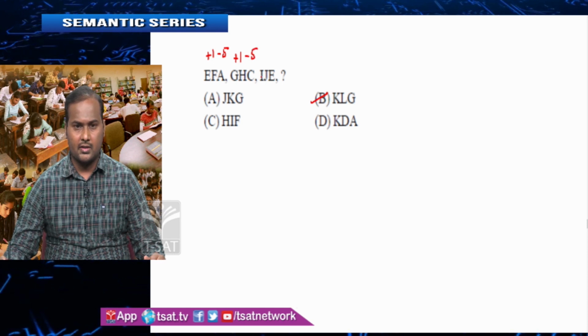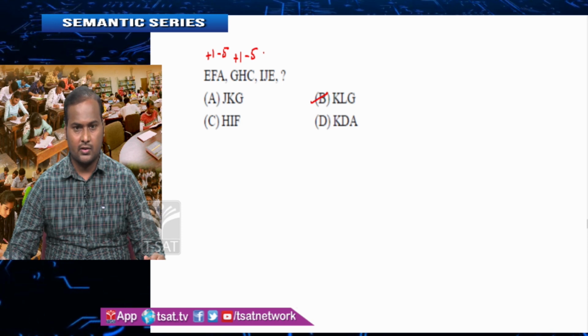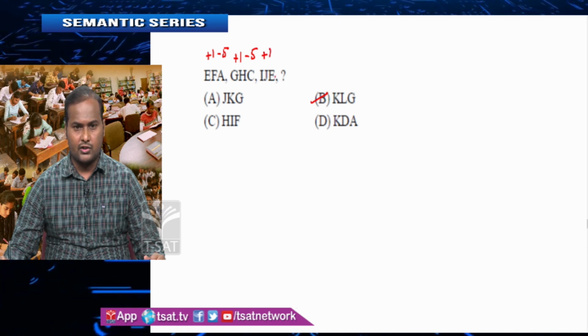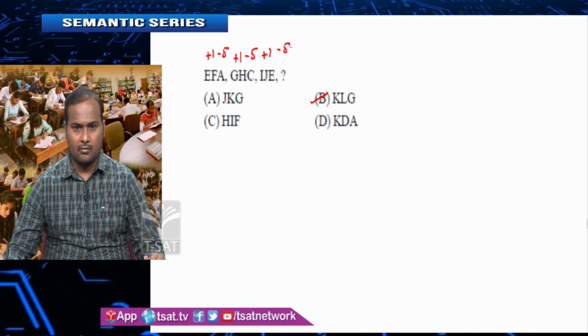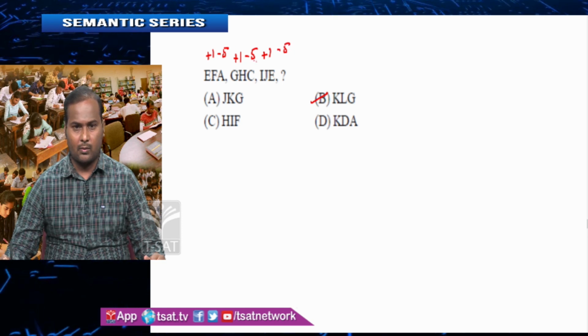I to J: I is 9, J is 10. Here also increasing by plus 1. And J to E: J is 10 and E is 5. It is also decreasing by 5. So you see this plus 1 and minus 5.